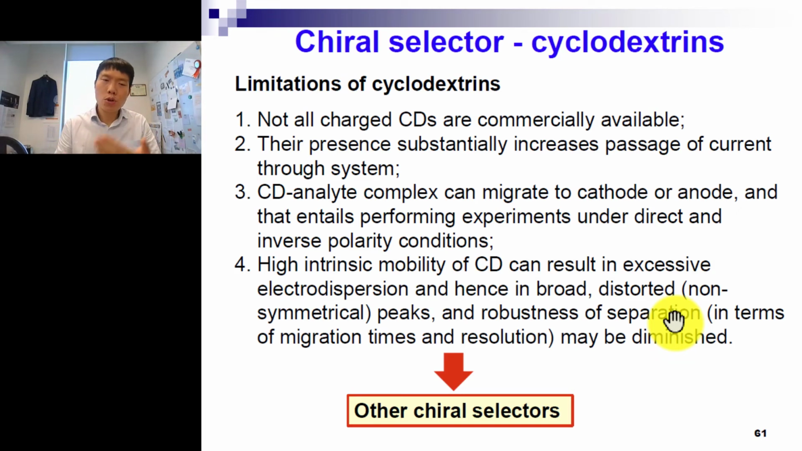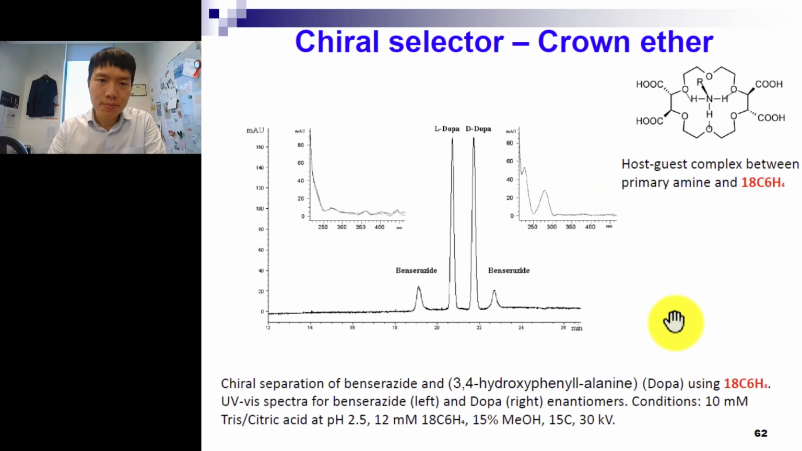So therefore, if you recall a few slides just now, we need to look at what the Cmax is, what is the right amount of the CD, the chiral selector you want to put inside. Not too much, not too little, but just right. So another chiral selector you've got to know is your crown ether. Crown ether, after CD, is the second most common chiral selector.